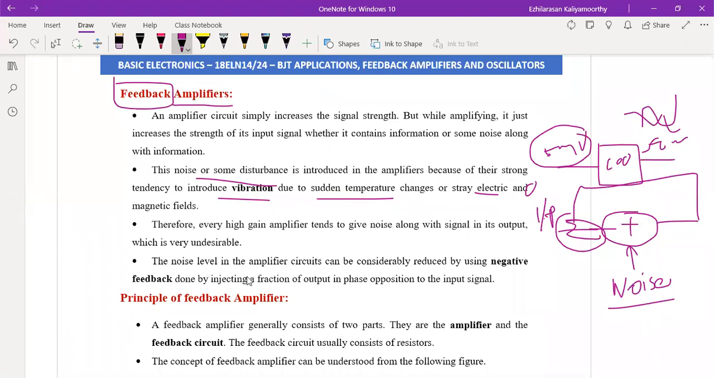Even though there is noise, the noise level of the amplifier circuit can be considerably reduced by using what is mentioned as the negative feedback amplifier.